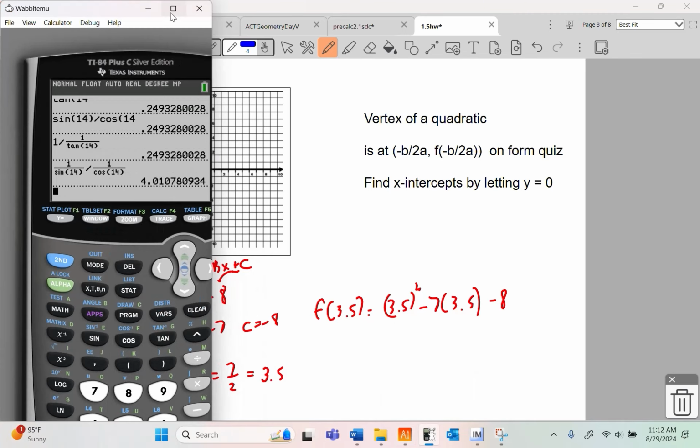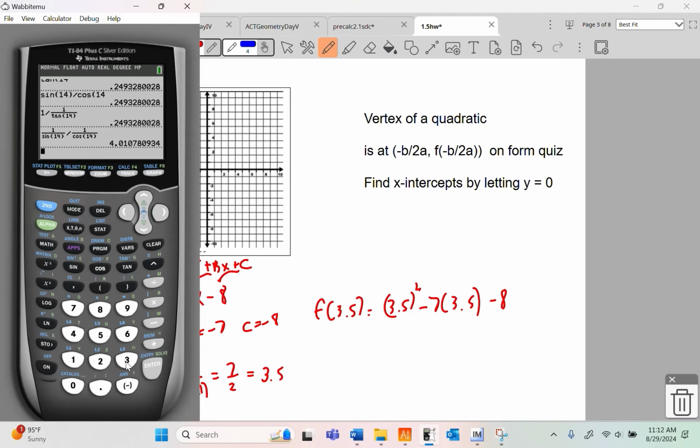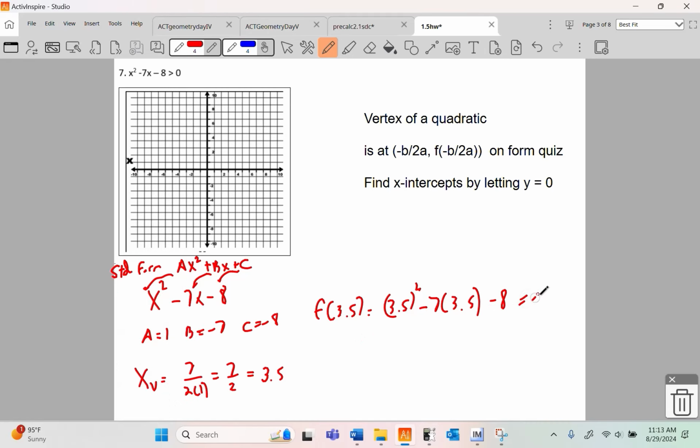So let's push some buttons. I'm going to use the storage feature. Take 3.5, store it to x. Type in the equation, x to the second minus 7x minus 8. Y value is negative 20.25. So my vertex ended up being at 3.5 and negative 20.25. So to the right 3.5 units, and then down, way down here.